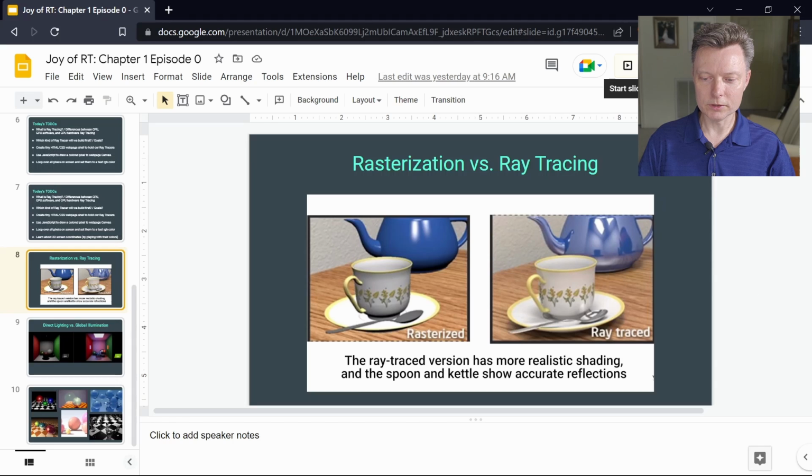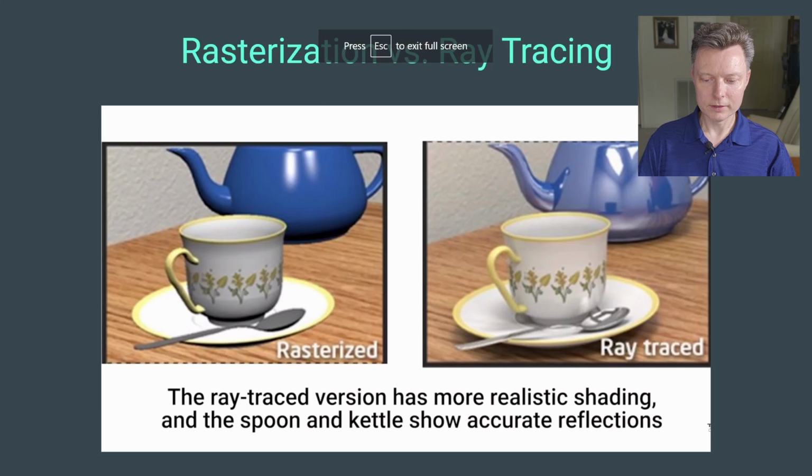So I would like to show you this slide that I think pretty well shows the differences between rasterization and ray tracing. So we have two different renderings here of the same scene. We have a teapot, a teacup, a plate, and a spoon, all sitting on a table with a wall with a little pattern on it in the background. Now they both have the same resolution, so the same number of pixels, and they're both shot from the same angle, and they have the same geometry in the scene. But one of them looks way more real than the other.